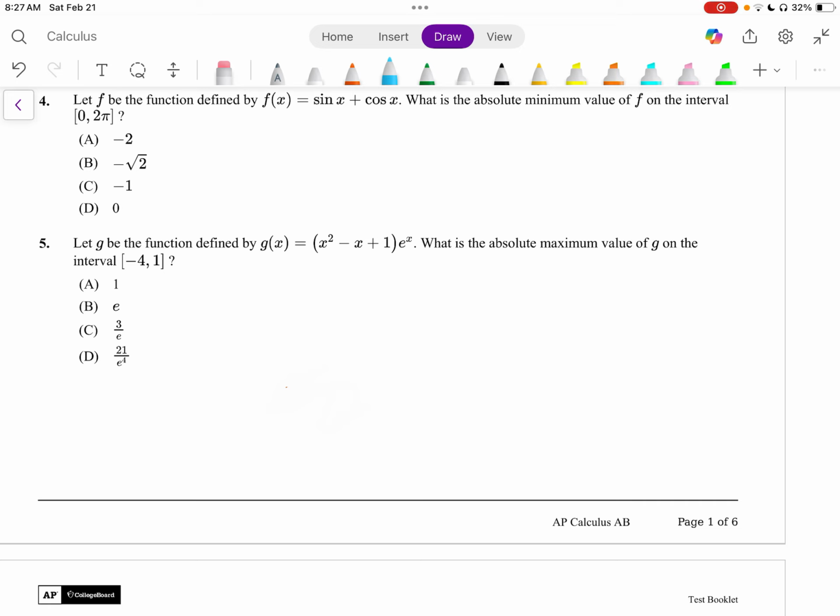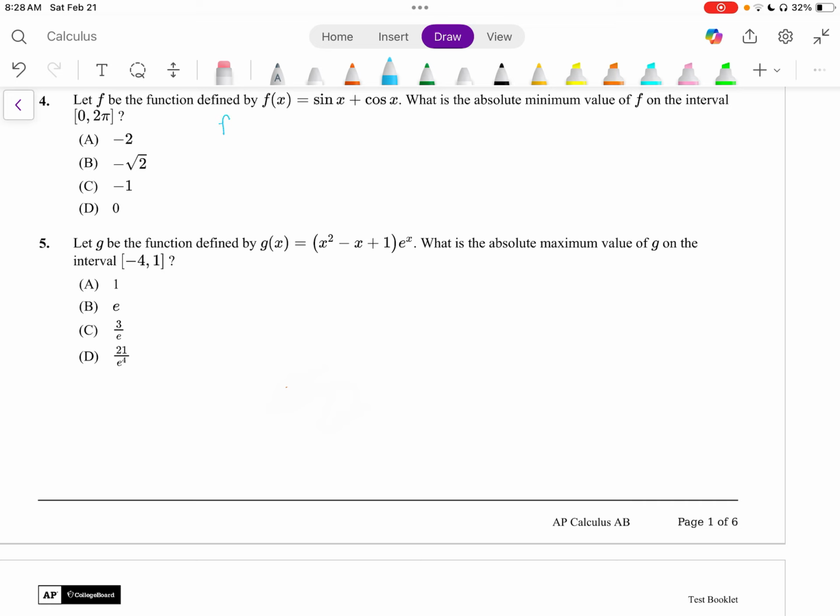This is not a calculator question, so we need to think through this and work through this using calculus. Or you can actually use your knowledge of sine of x and cosine of x. So we want to find an absolute minimum. So absolute minimum will be found at a critical number or at an endpoint. And so we want to find the critical numbers.